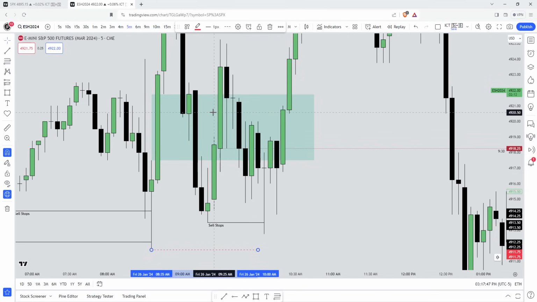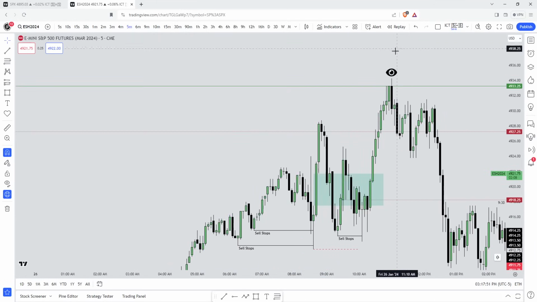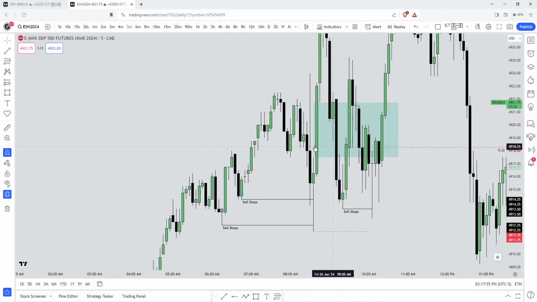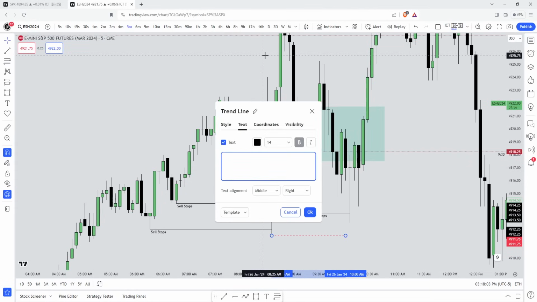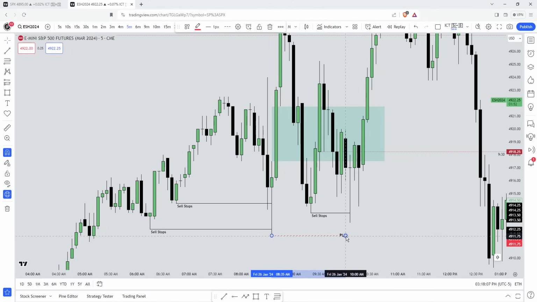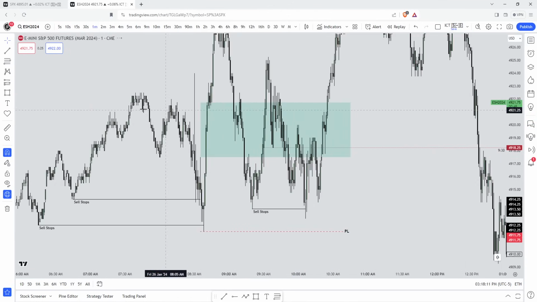So when price opens up at 9:30, I'm utilizing the idea now that the 15-minute wants to head up to here. And now on the 5-minute, it created a bullish change in the state of delivery after taking out liquidity. So it's not likely to head beneath this low. So this is when I will mark out a protected low, or PL, because I'm not anticipating for that to get traded to. So now I'm scaling down to a 1-minute time frame.